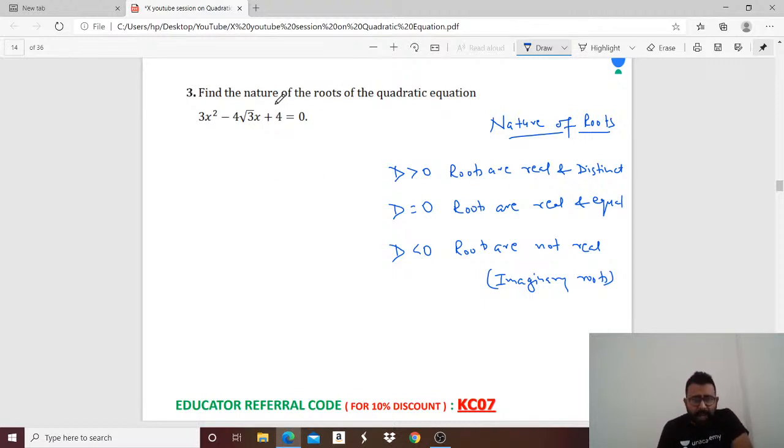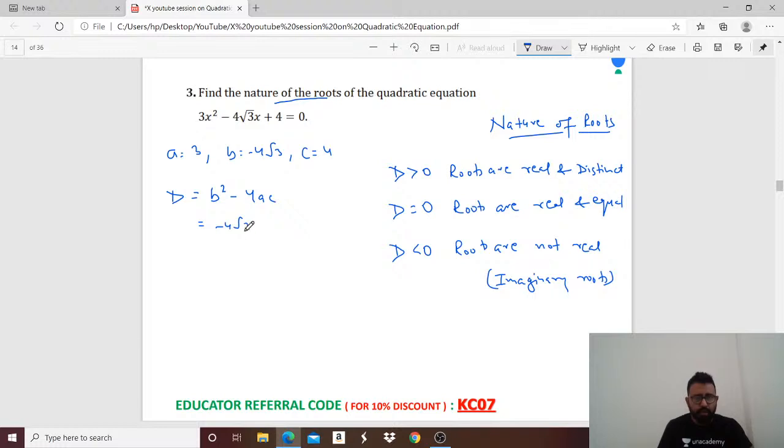Here also, to find the nature of the roots, which is again a one marker sum, we need to find D. What is a? A is 3. What is b? The coefficient of x, which is minus 4 root 3. What is c? It is 4, right? So a is 3, b is minus 4 root 3, c is 4. So we need to find D. What is D? It's b square minus 4ac.